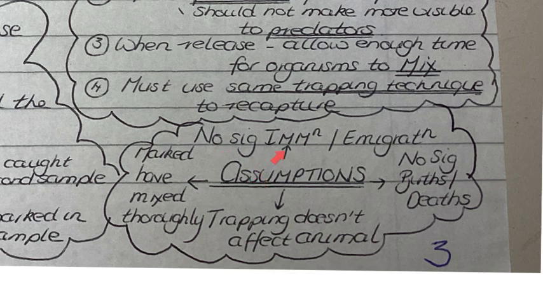There has been no significant immigration or emigration between your sample 1 and your sample 2. There have been no significant births or deaths between sample 1 and sample 2. So there hasn't been an outbreak of poison or something like that. Another assumption is that trapping doesn't actually affect the animal. If trapping scared the animals, then the second time you were sampling, it's unlikely that they would run into the trap. So trapping should not affect the animals. And the other assumption is when you sample the second time, the organisms have mixed thoroughly with the population.